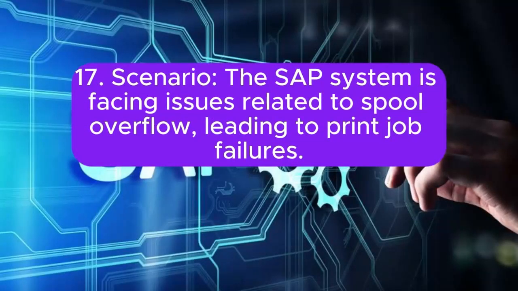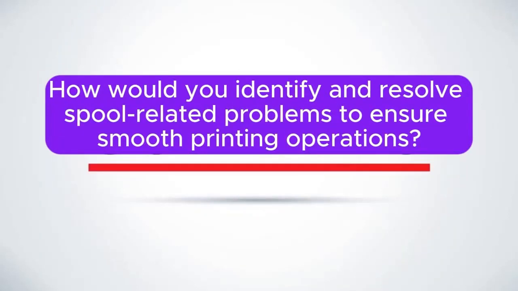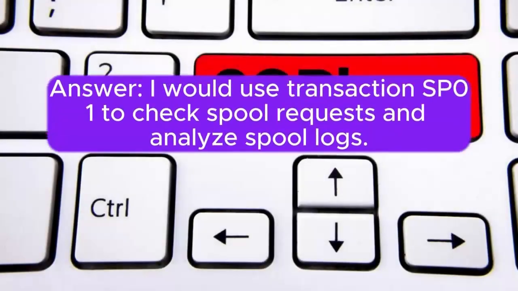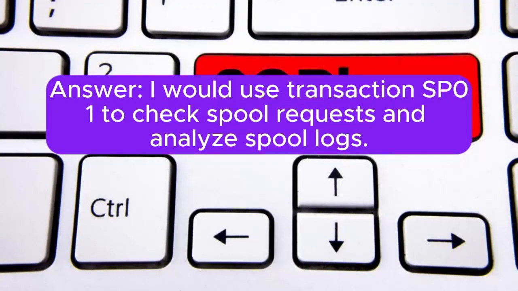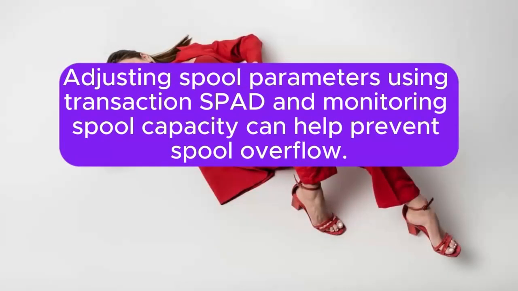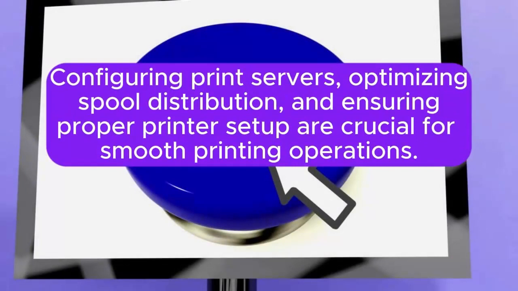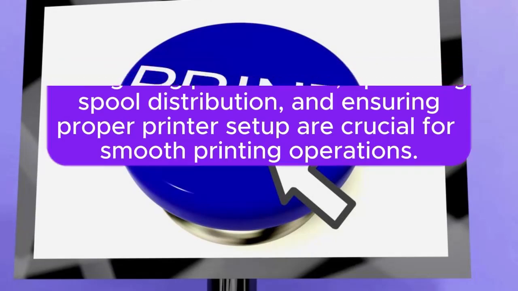17. Scenario: the SAP system is facing issues related to spool overflow leading to print job failures. How would you identify and resolve spool-related problems to ensure smooth printing operations? Answer: I would use transaction SP01 to check spool requests and analyze spool logs. Adjusting spool parameters using transaction SPAD and monitoring spool capacity can help prevent spool overflow. Configuring print servers, optimizing spool distribution, and ensuring proper printer setup are crucial for smooth printing operations.